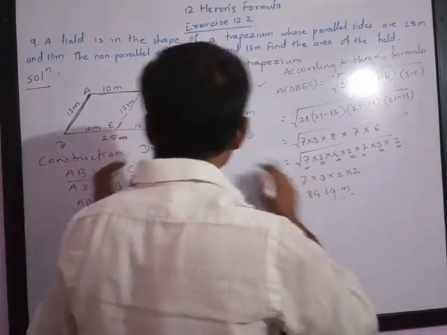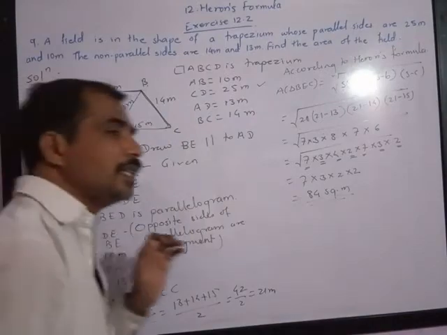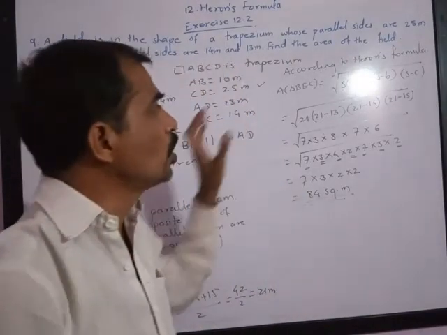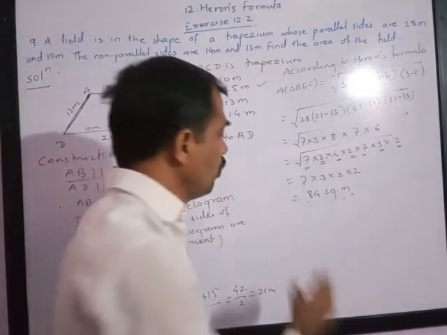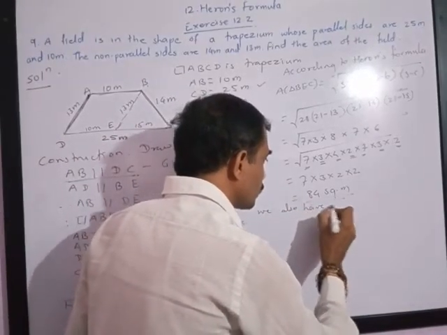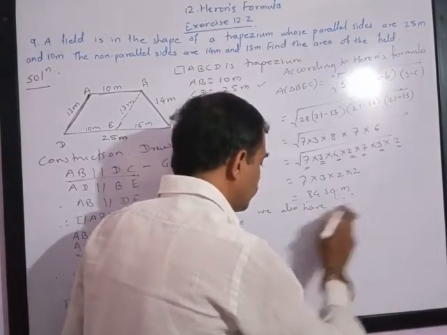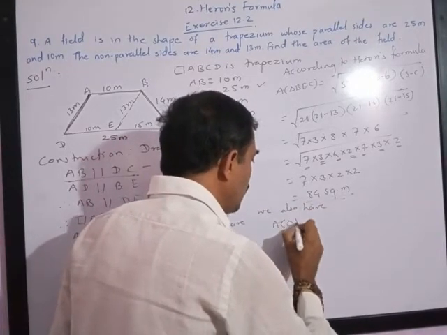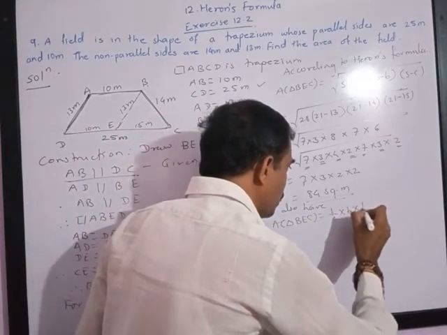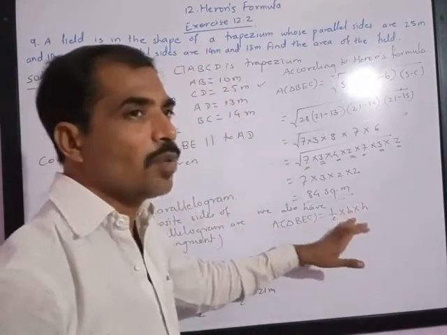Now we have got the area of the triangle BEC, but we know that area of triangle is also equal to half into base into height. We also have area of triangle BEC is equal to half multiplied by base multiplied by height. Please try to understand why I am finding this.